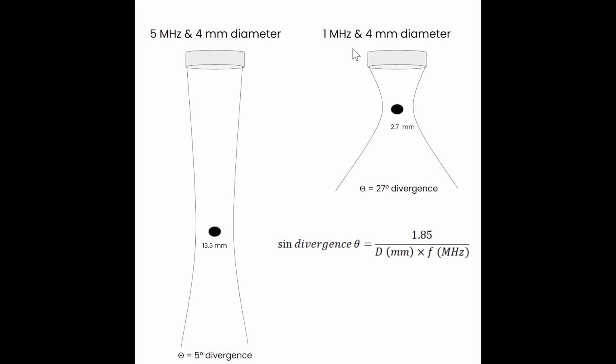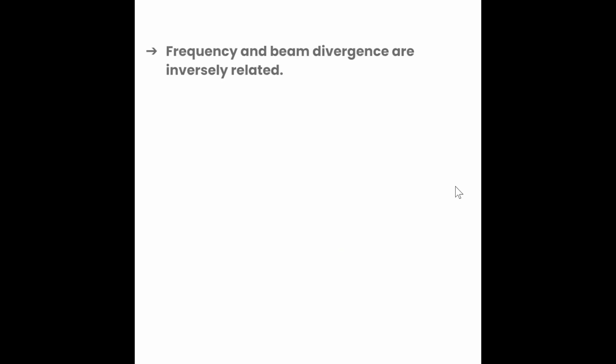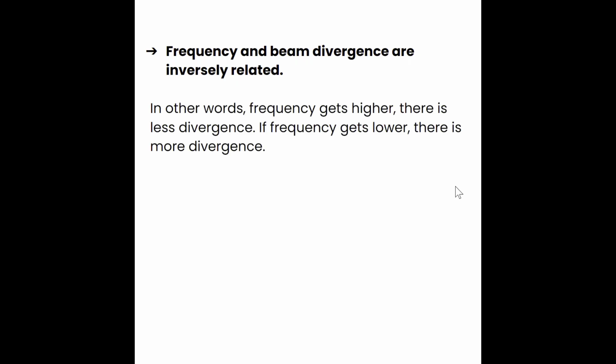Look at our 1 megahertz though. When we plug all those numbers in, we're going to get a 27-degree divergence. So instead of coming down and going straight, which would be 0 degrees, it's taking a turn at 27 degrees and will continue expanding out at that 27-degree angle. So the larger the angle, the more divergence that is occurring. So from these examples, we can see that frequency and beam divergence are inversely related. When the frequency gets higher, there will be less divergence. Frequency gets lower, there's going to be more divergence.